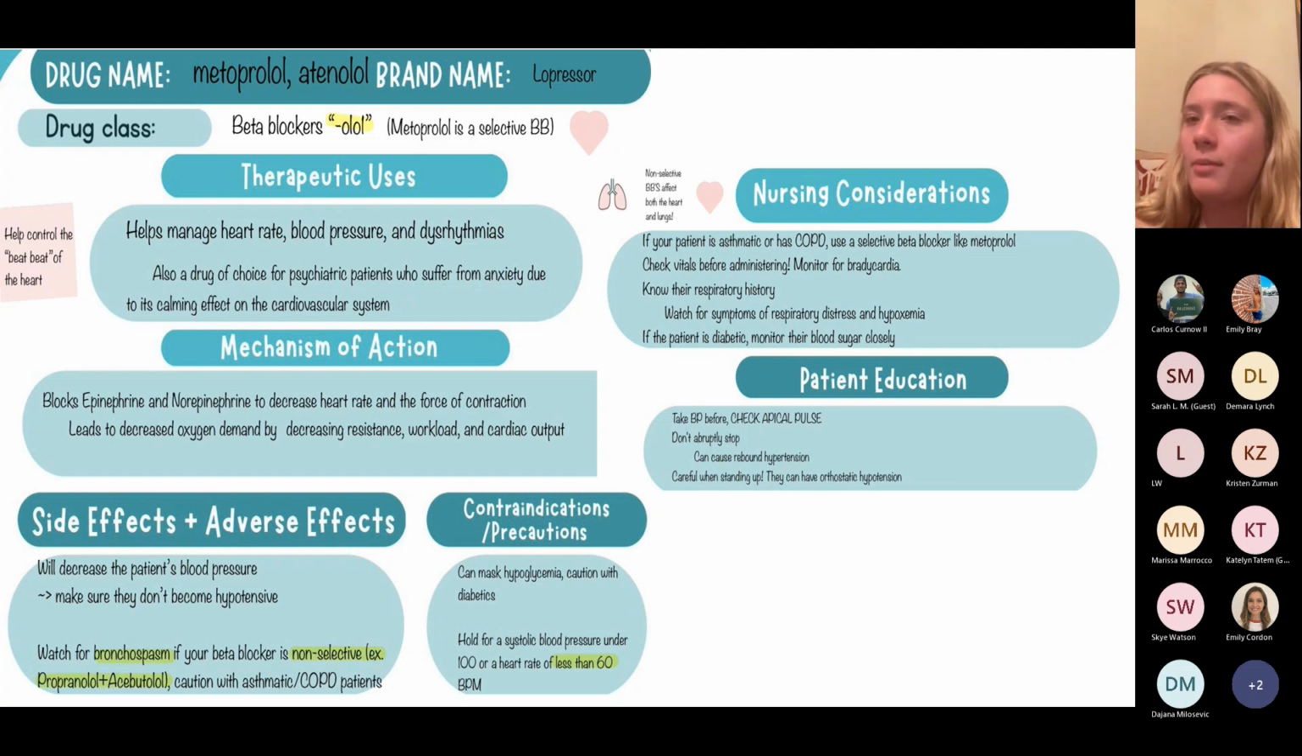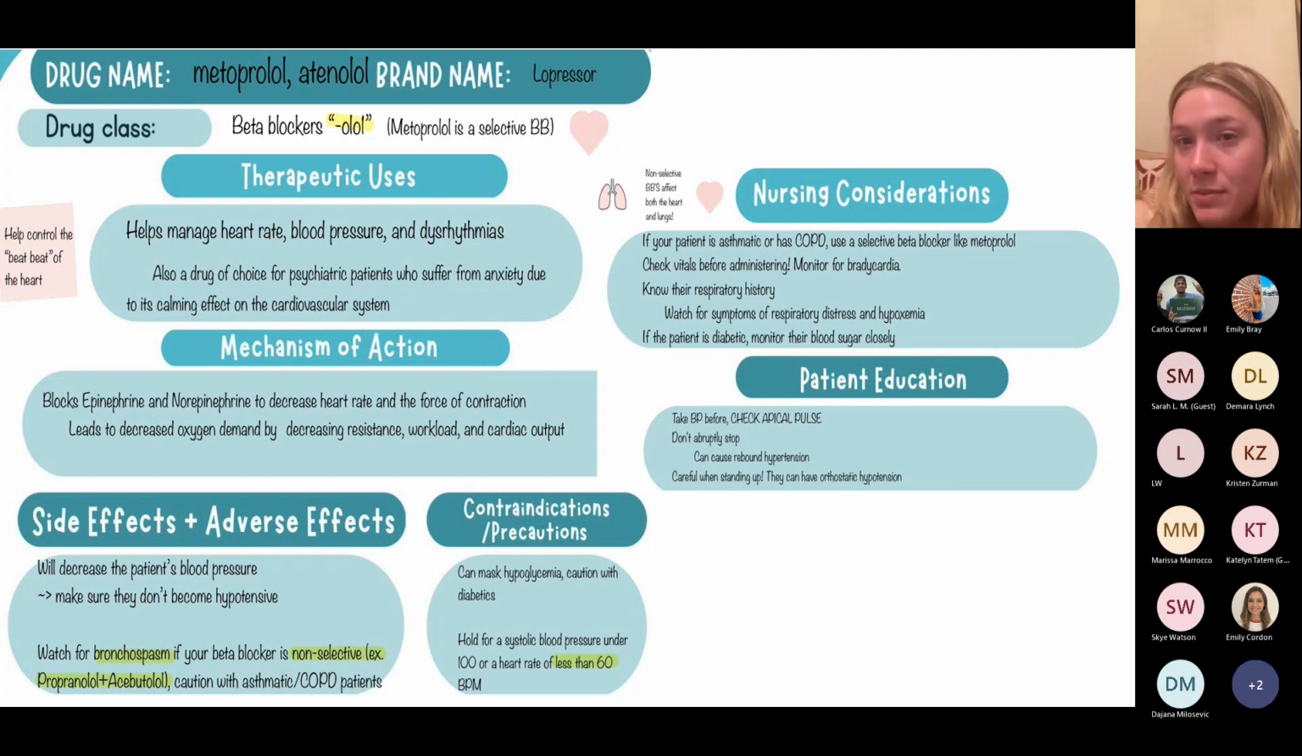However, one thing I want to talk about: if you have a non-selective beta blocker, this means it's going to work on both the heart and the lungs. So if your beta blocker is non-selective, such as propranolol or acebutolol, this is not good for patients who are asthmatic or have COPD. Because of their respiratory issues, it's going to act on the lungs and it's not going to be good for these patients. So keep that in mind as well.